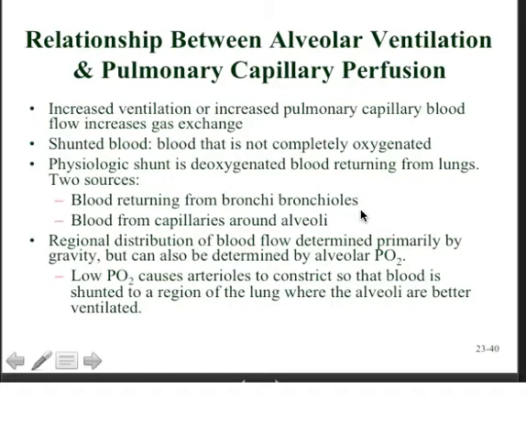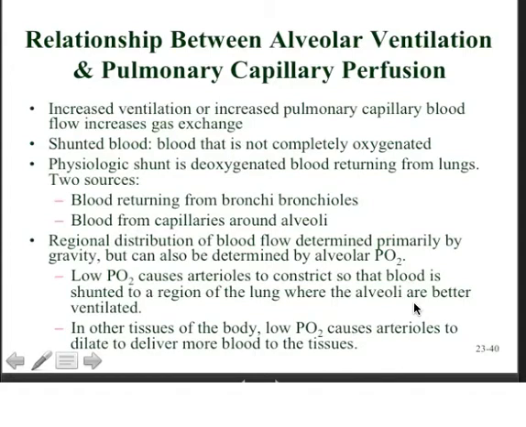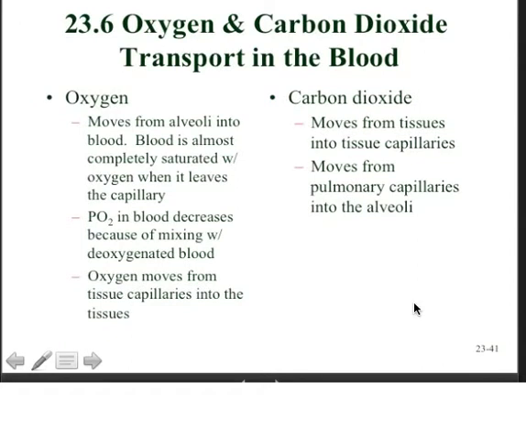There are physiological shunts where deoxygenated blood returning from the lungs comes from two sources. This is blood returning from the bronchioles and blood that comes from the capillaries surrounding the alveoli. The regional distribution of blood flow is determined primarily by gravity, but it can be determined in addition by the concentration of alveolar oxygen. Low oxygen levels cause the arterioles to constrict and to get the blood away from areas of the lungs that aren't well ventilated, whereas high oxygen levels cause the arterioles to dilate. Okay, so this is the reverse of what it is in the systemic tissues.